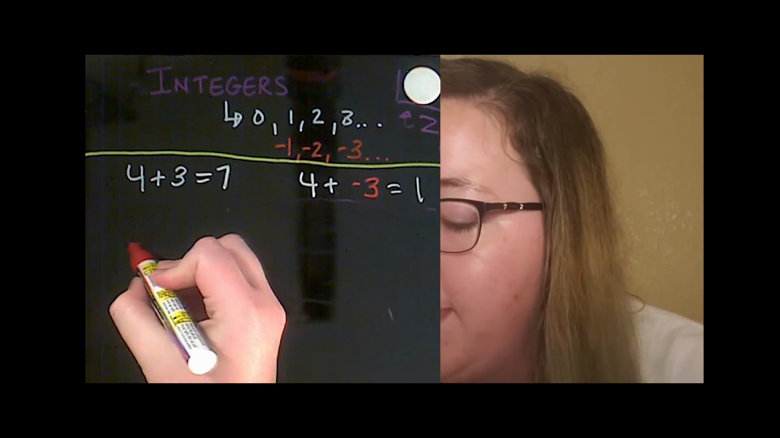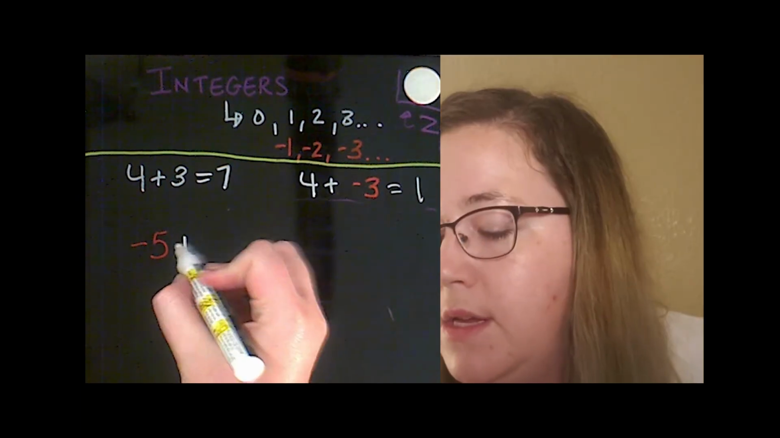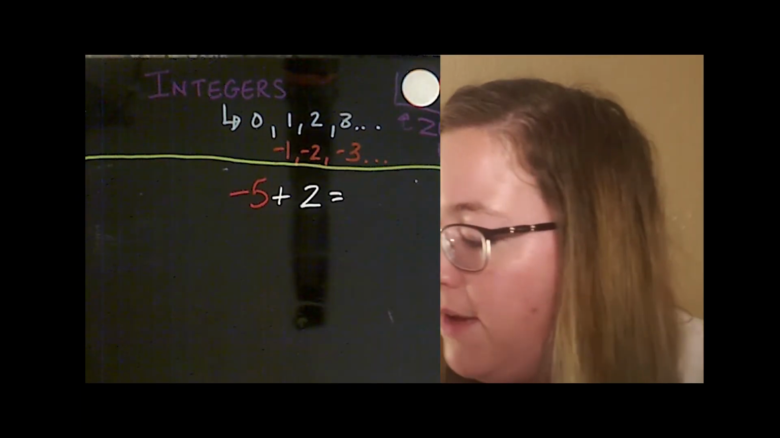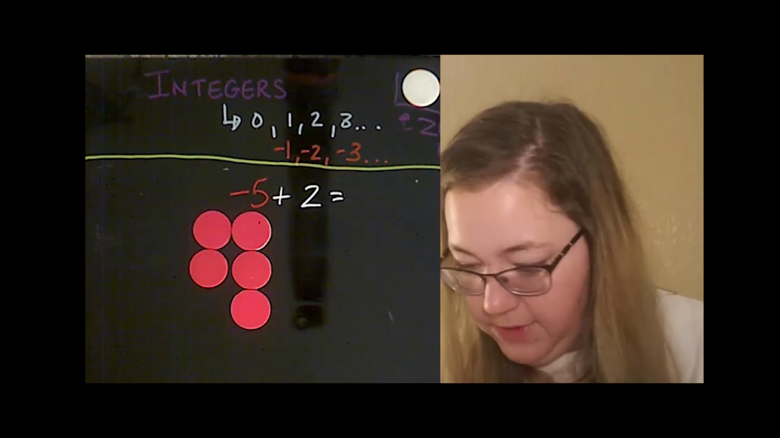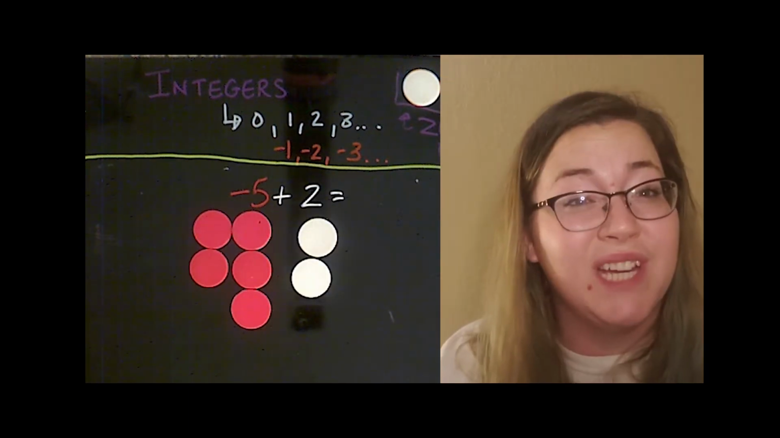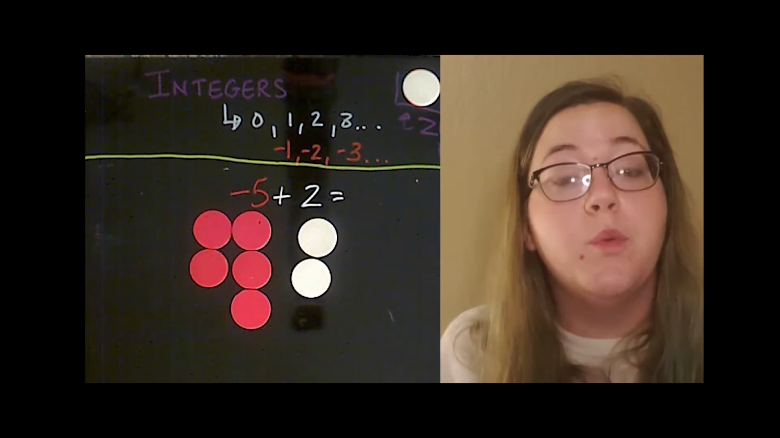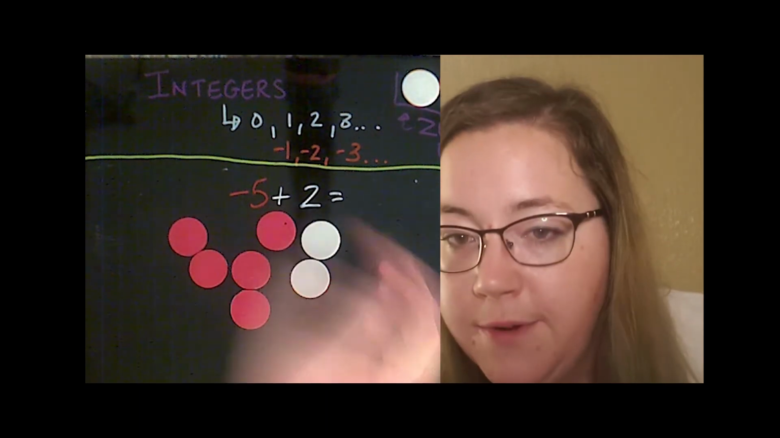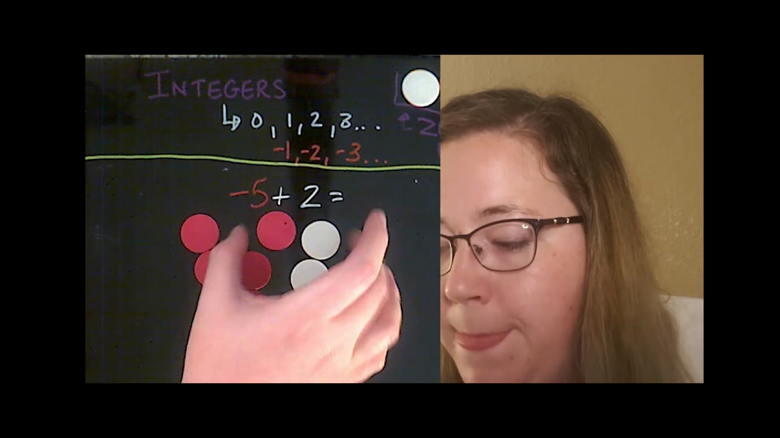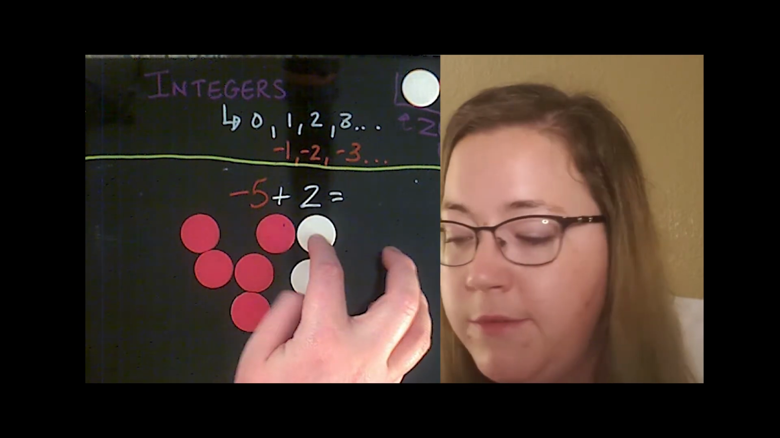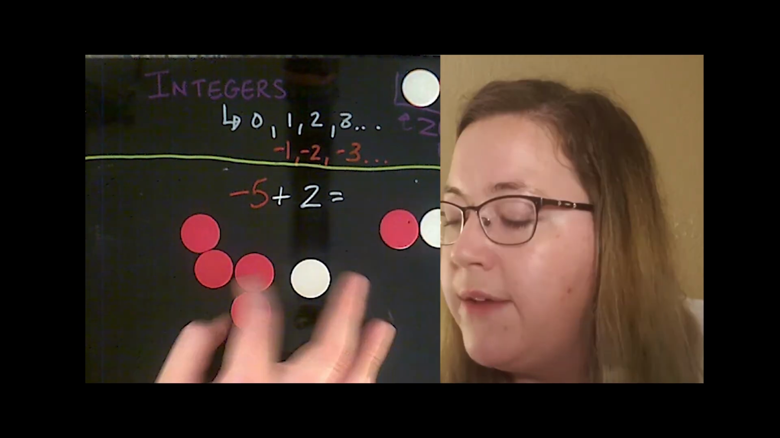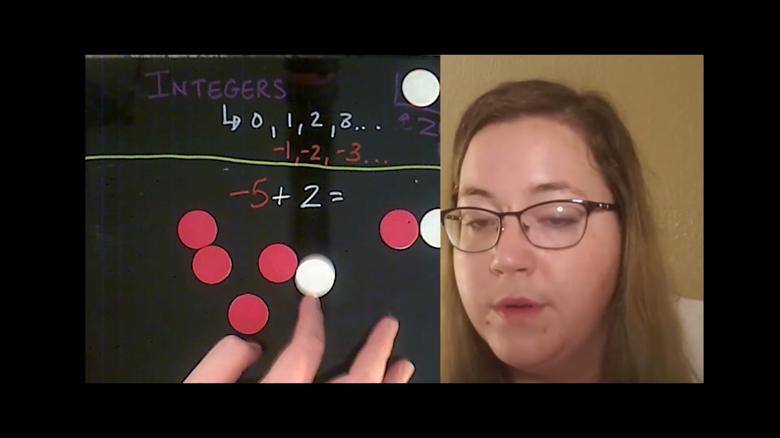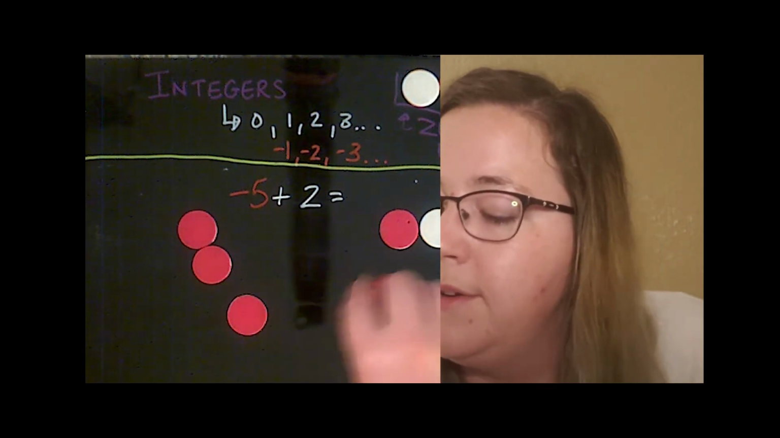Practice problems. -5 plus 2. I have 5 negatives and we have 2 positives. They're different colors. If they're different colors, we gotta make as many 0 pairs as we can. I have a red and a white right here that can pair up. Negative and a positive make 0. I'm going to set them off to the side. I have another pair right here. They also make 0.